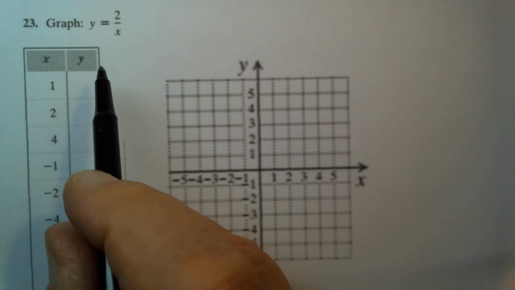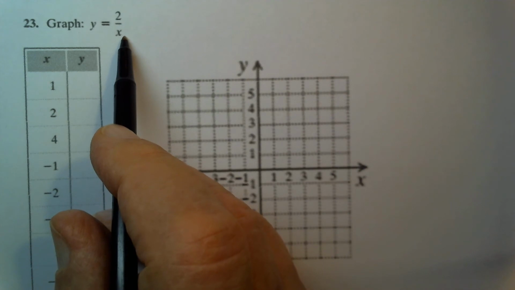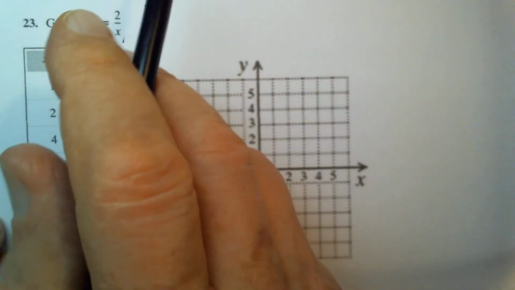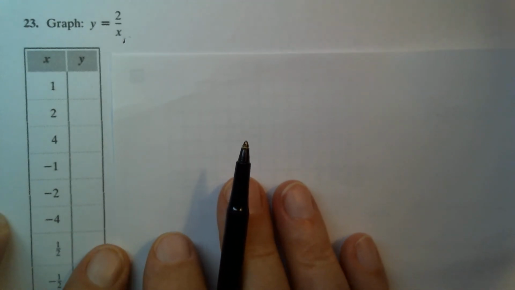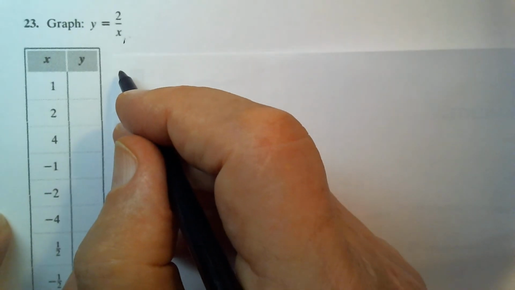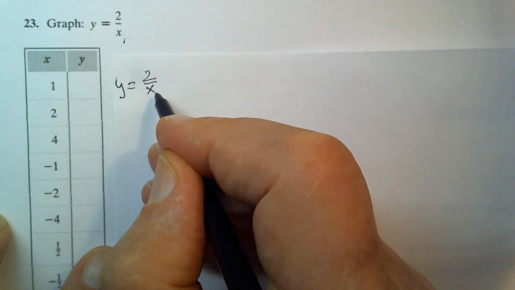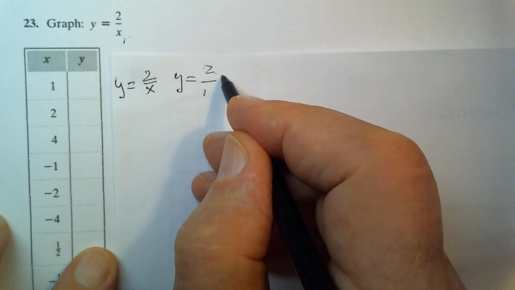Exercise 23 asks us to graph y equals 2 divided by x. Now it may seem that this is a linear equation, but it's not. The reason it's not is that the variable is in the denominator. And so we have a nonlinear equation for that. But anyway, as before, let's compute the corresponding y values for the given x values. So when x is equal to 1, and the equation says y equals 2 divided by x, when x equals 1, y equals 2 divided by 1.